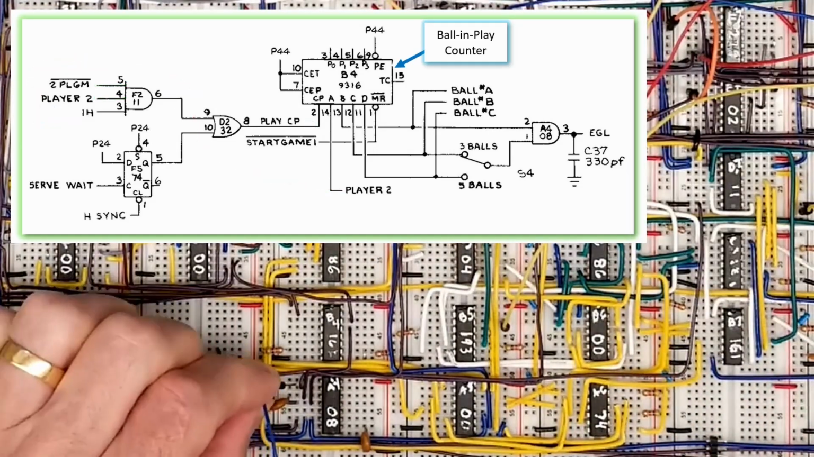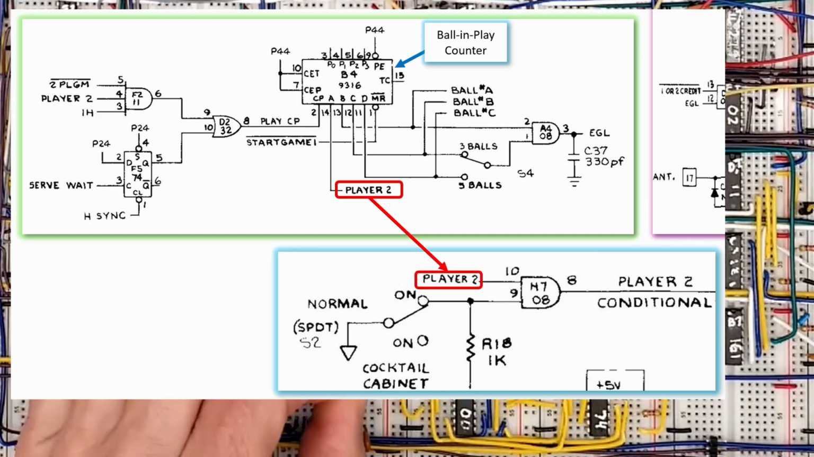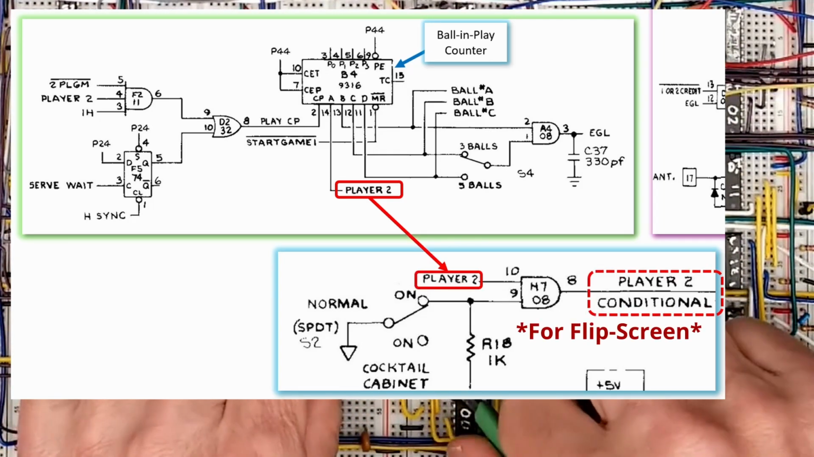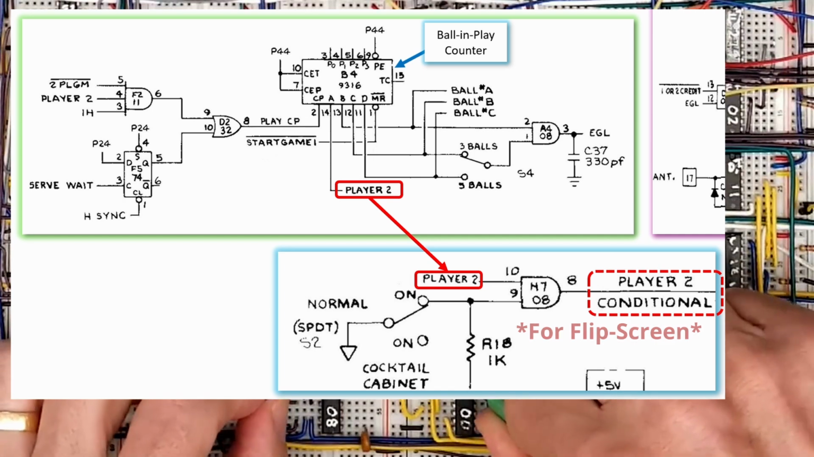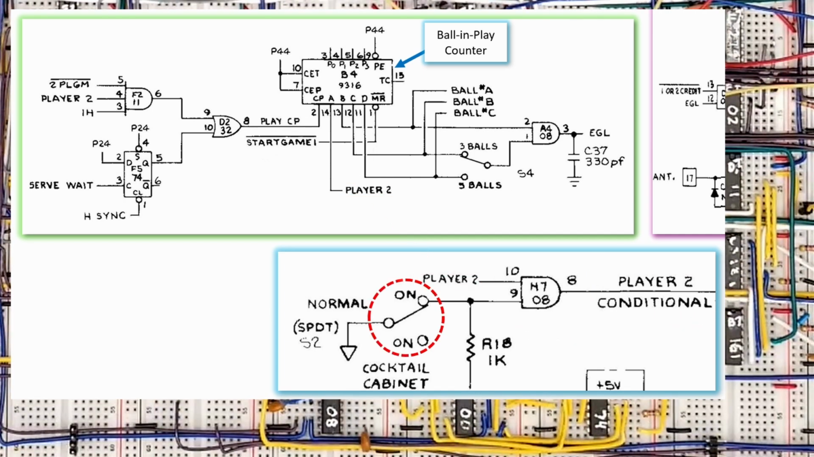Since we now have our player 2 signal, we can go back over to sheet 2 and wire this into Henry 7 to generate the real player 2 conditional line. We'll use a jumper for the S2 model select switch and set it to normal for now.